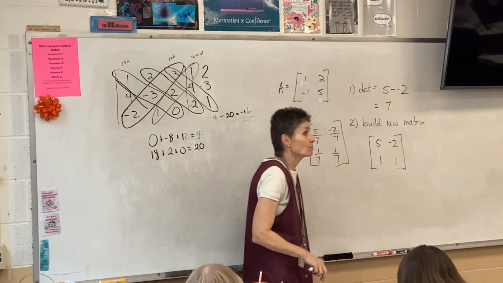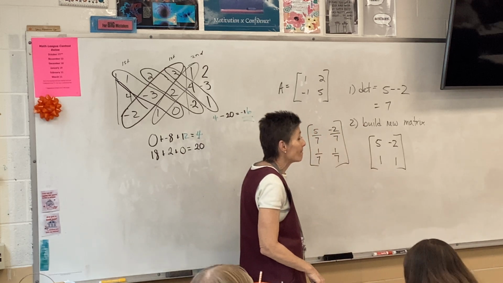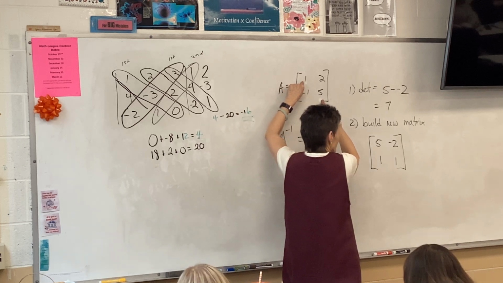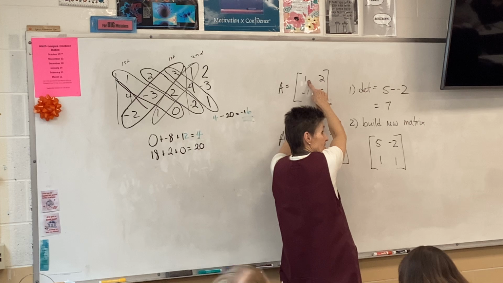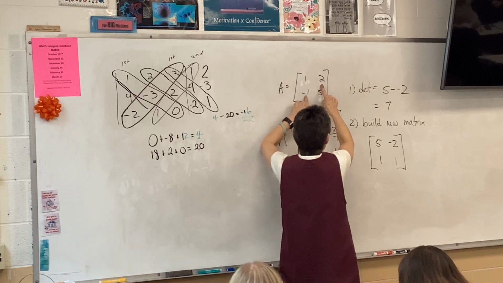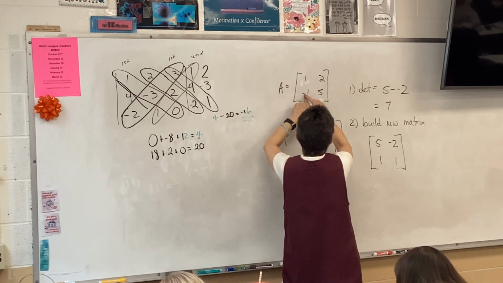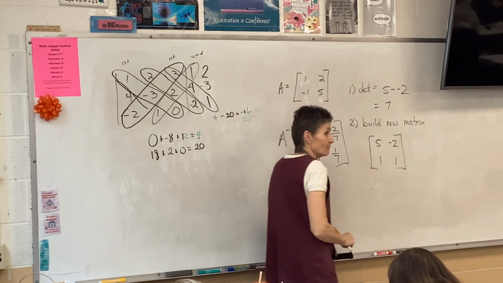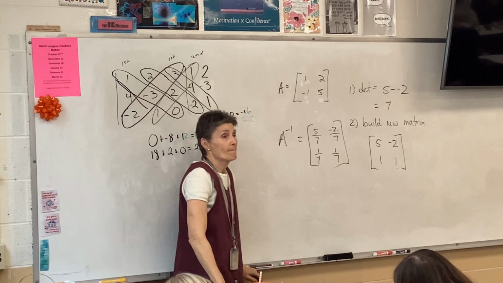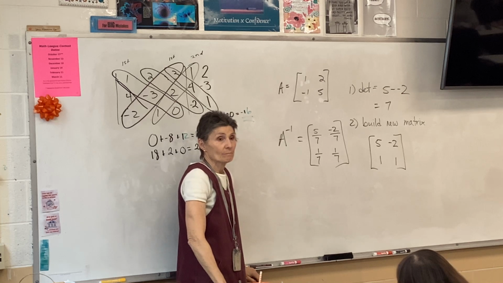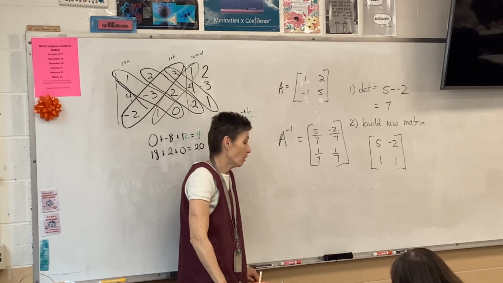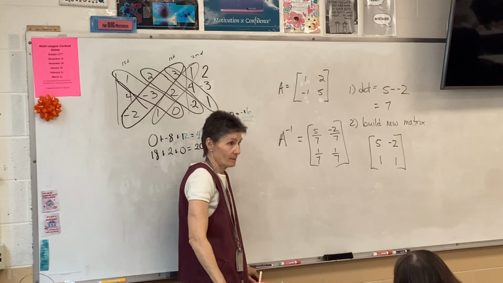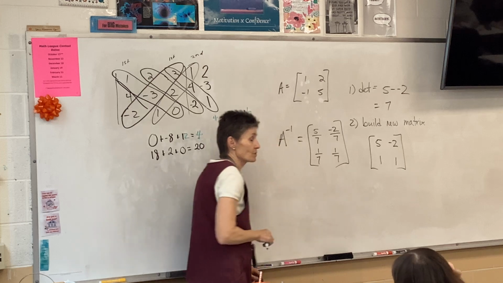What's wrong? I'm confused on how you got the new matrix. I take these two numbers and I switch their spots. I take these two and change their signs. So that's negative, it becomes positive. That's positive, it becomes negative. And then I take all my new numbers and divide them by the determinant. That's your inverse.